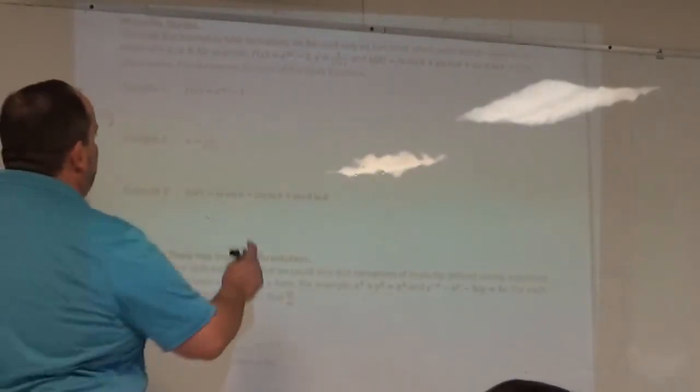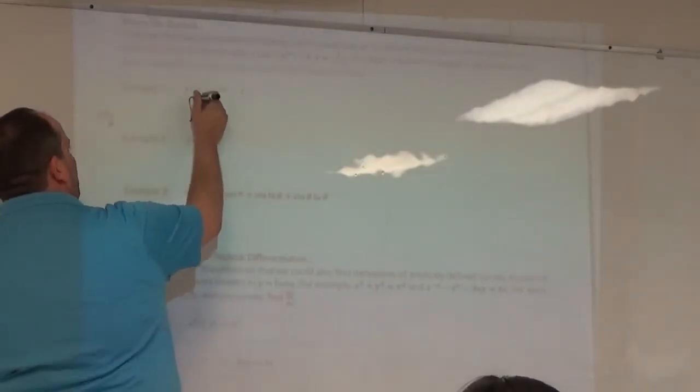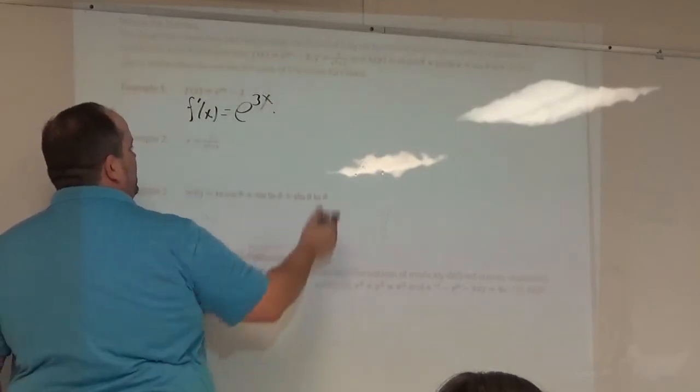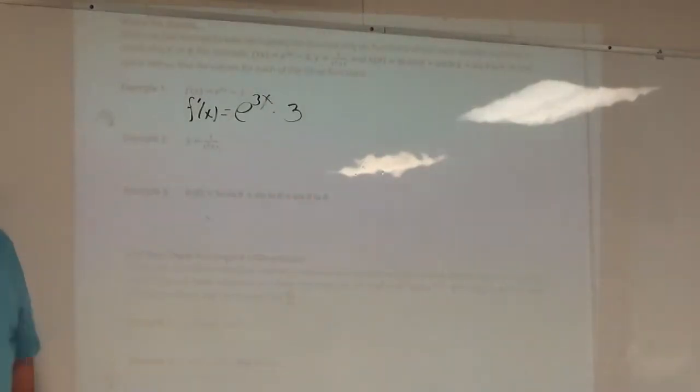Okay, first one, f of x equals e to the 3x minus 2, so f prime, derivative of e to the power of stuff, is e to the power of stuff times the derivative. Hopefully everybody's totally 100% okay with that, no problem.